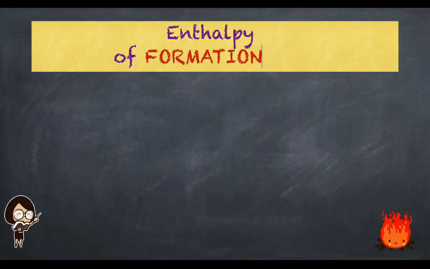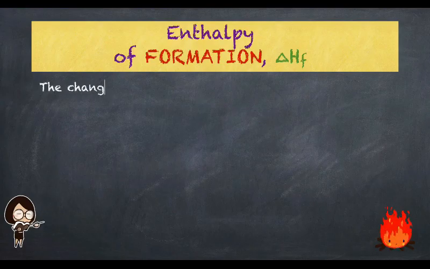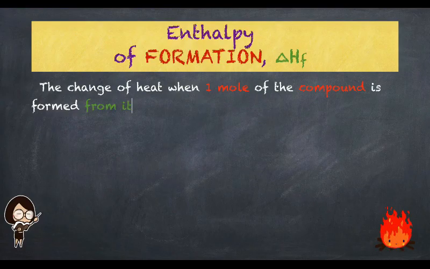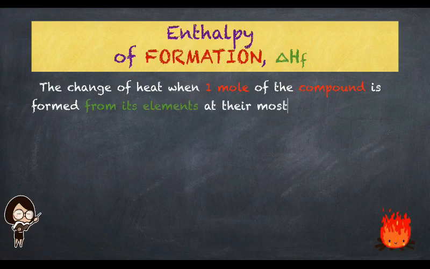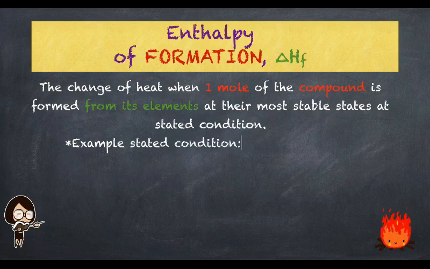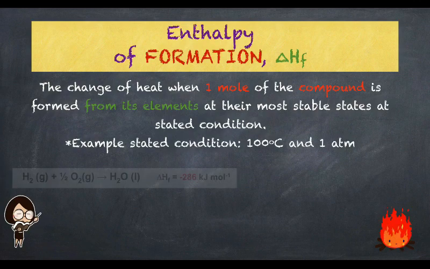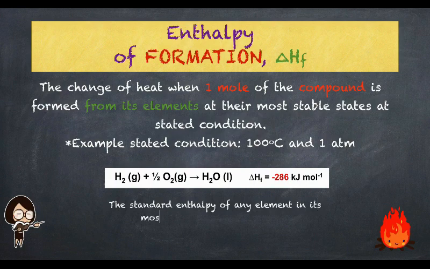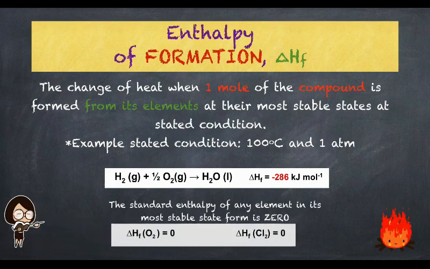Enthalpy of formation, delta HF. Enthalpy of formation is the change of heat when 1 mole of the compound is formed from its elements at their most stable states at stated condition. Example of stated condition is 100 degrees Celsius and 1 atm. The standard enthalpy of any element in its most stable state form is 0.